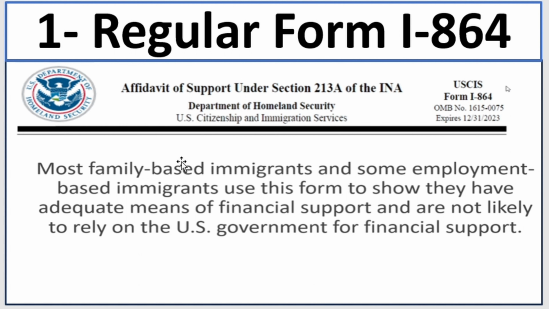This form is the affidavit of support under section 213A of the INA. So most family-based immigrants and some employment-based immigrants use this form to show they have adequate means of financial support and they are not likely to rely on the US government for financial support. It's clear. This is the full version of I-864.